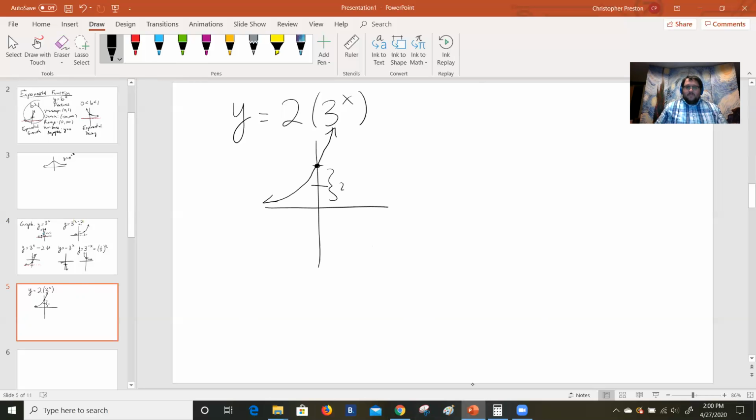So all those transformations we talked about before still apply in this case. All right, and then I'll talk about how to do some compound interest models in the next video.